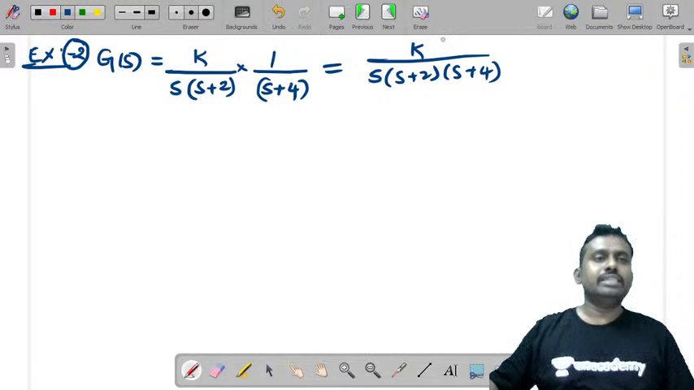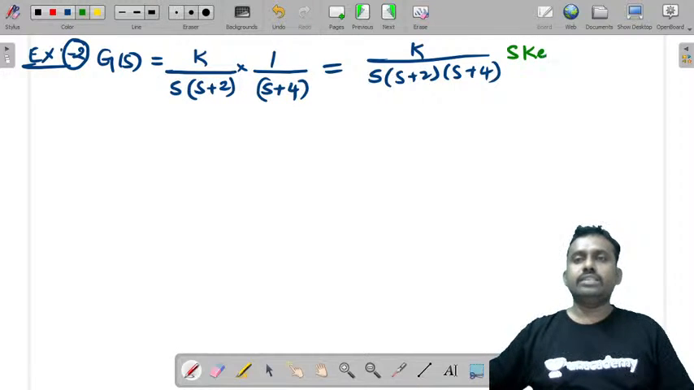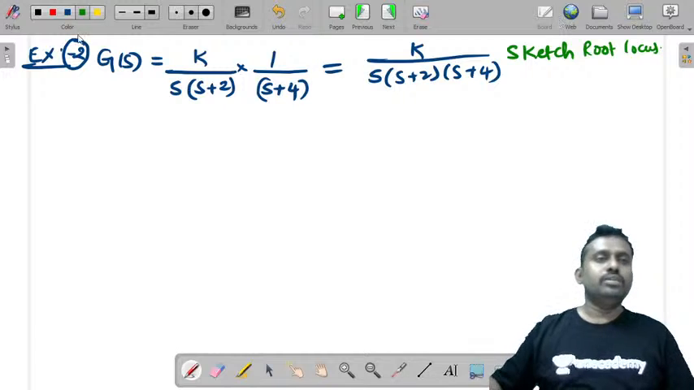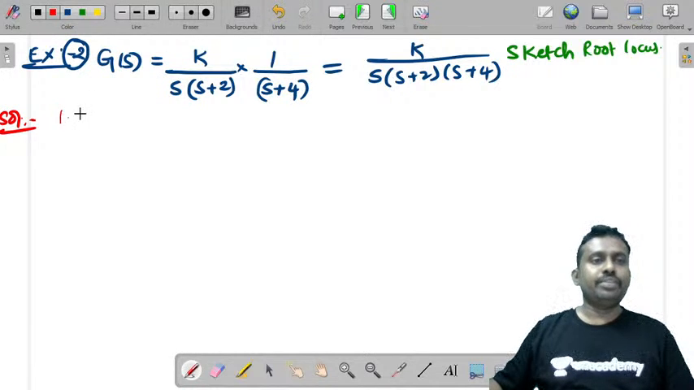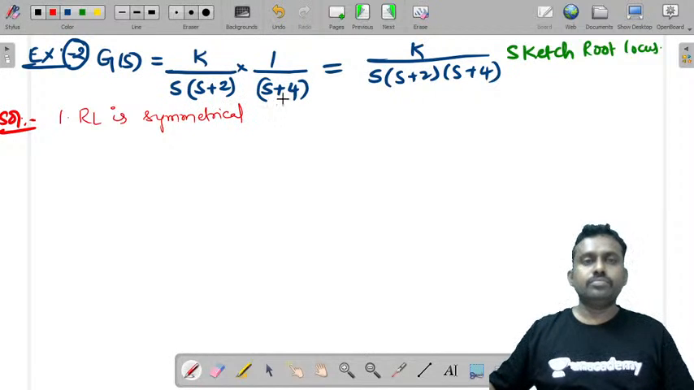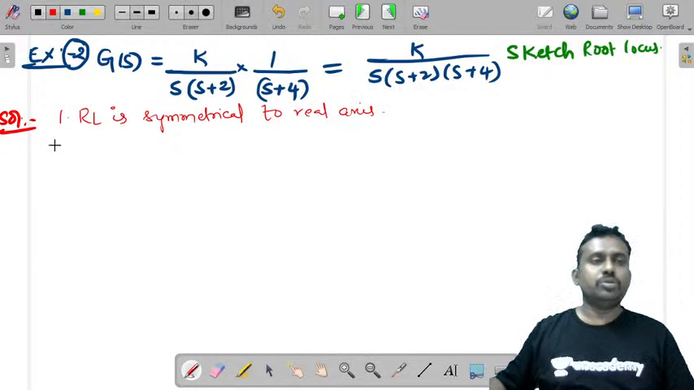And the question asked is: sketch the root locus. I want you guys to give me some answers based on this. Yesterday I told you the first step: root locus is symmetrical to the real axis. This is a general step that you need to write in your exams also.